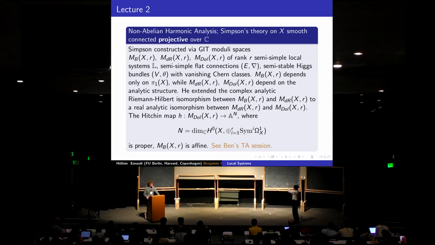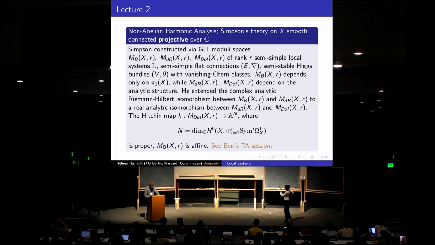That's what yields the non-abelian harmonic analysis, which has been developed by Hitchin, and has been developed in whole generality by Simpson. This is called the Simpson theory on X, smooth connected projective over C. So Simpson constructed, via geometric invariant theory, GIT, moduli spaces.